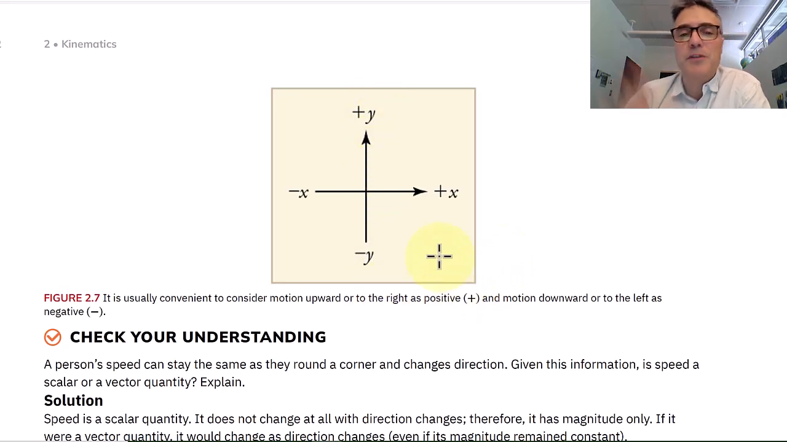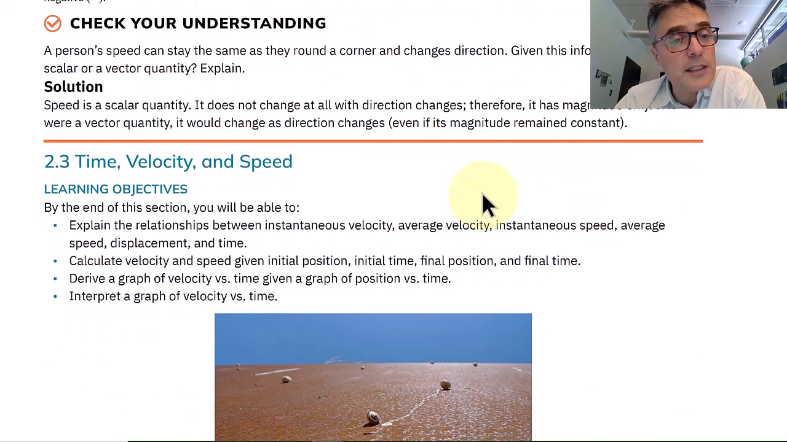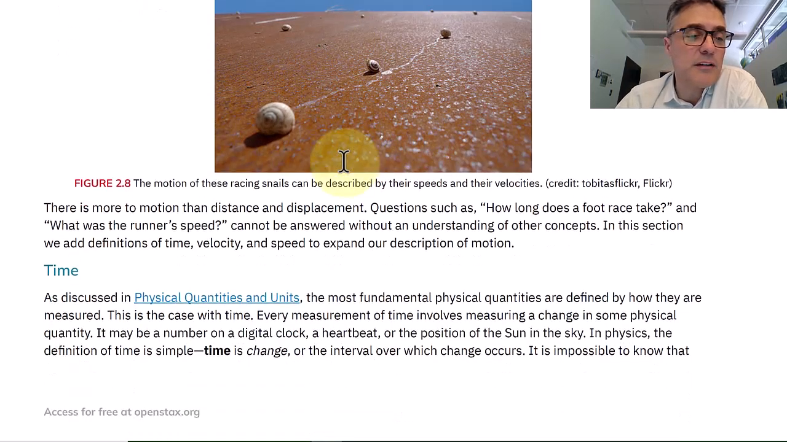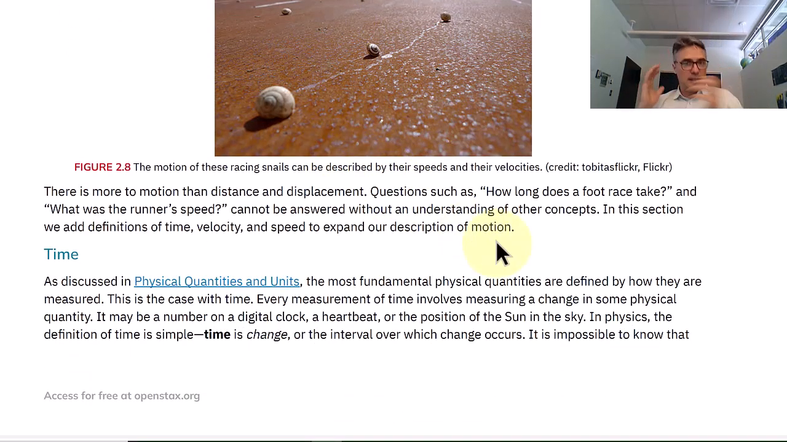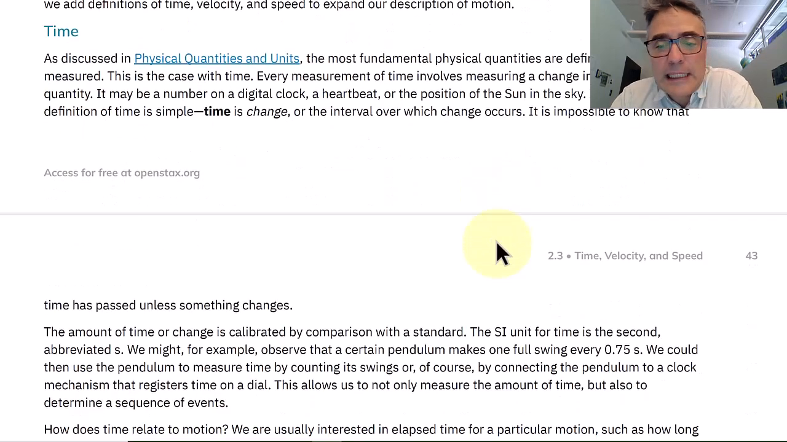Down is often minus, but you can define these any way you want in order to solve the problem you've got. Section 2.3 is called time, velocity, and speed. Basic idea: time is a scalar quantity which increases with time. It's just the reading on, for example, a watch or a stopwatch, and we measure it in seconds.